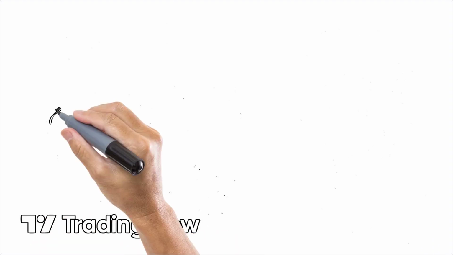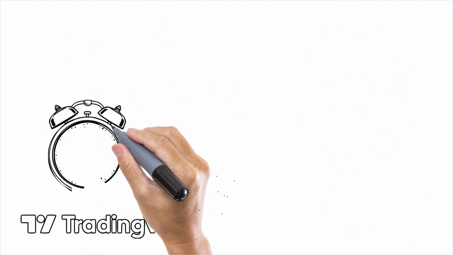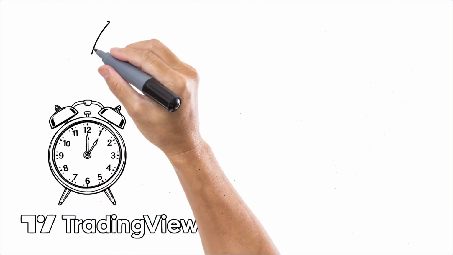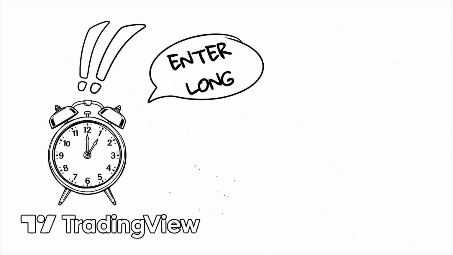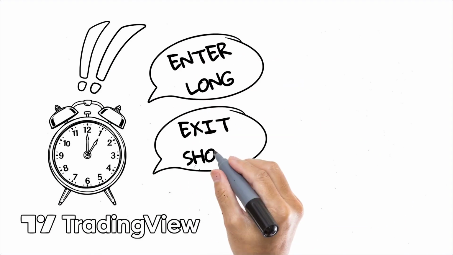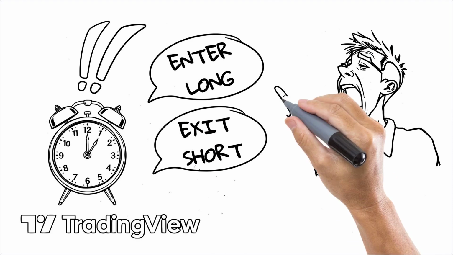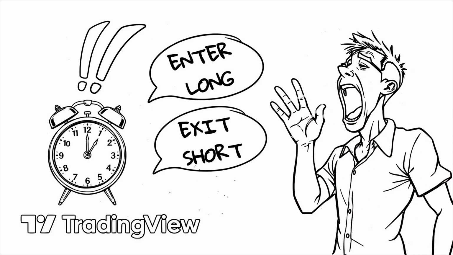Now here's where it gets interesting. TradingView allows you to set up alerts based on your strategy. These alerts trigger when your strategy wants to take action. Maybe it's time to open a long position, or perhaps close a short. Think of these alerts as your strategy saying, hey, it's time to make a move.